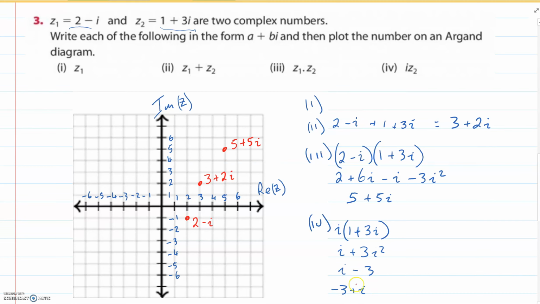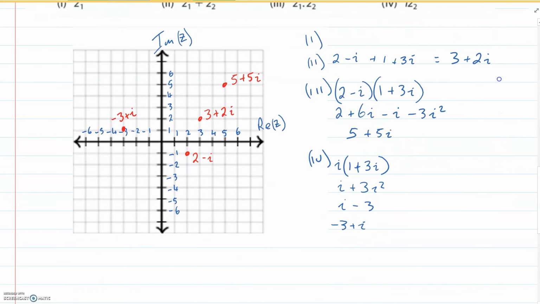So minus 3 plus i, so we go back here, minus 1, minus 2, minus 3 is the real part, and plus i, you go up to 1. So that's going to be nice and awkward in there, and that's minus 3 plus i. Okay, so that's your Argand diagram. That's how you plot numbers and how it generally will come up in exams.